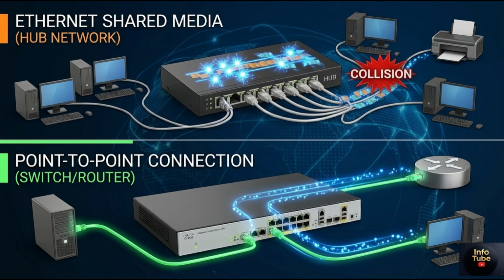Point-to-point connections are more like a private phone call between two people. There is a dedicated link between two devices, like a router connecting directly to another router or a switch connecting to a server. Because the path is private, there is no risk of collisions, and data can flow much faster and more reliably. That covers the physical wires and connections that make our networks possible.